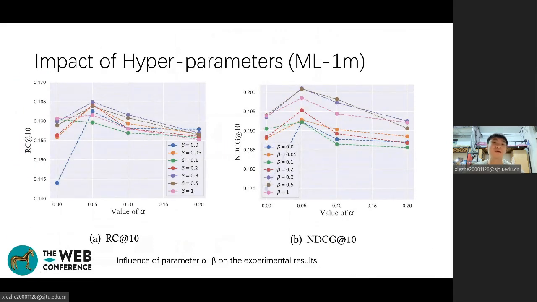Finally, we also explore the effect of different parameters in our model. That is alpha and beta, which stand for the weight of T in AVB and the weight of the contrastive loss in our model. The results on ML1M are shown here. We can see that almost all of the lines reach the peak when alpha is 0.05. We also find that when beta is 0.3, our model shows the highest value. From this, we can confirm that both the AVB term and the contrastive loss have certain effects on the results. And we can also find the most suitable values for alpha and beta through grid search.